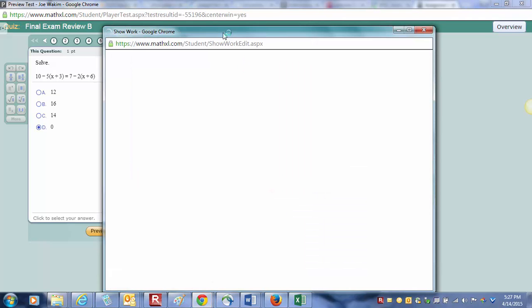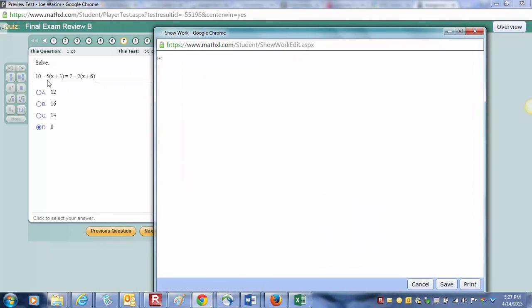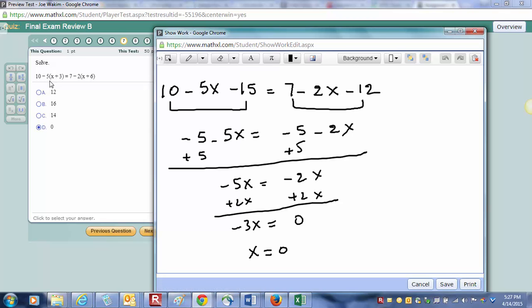Okay, in here what I did is I started by distributing the negative 5 and distributing the negative 2, as you see here. So negative 5 times x is negative 5x. Negative 5 times 3 is negative 15. On this side, I distribute the negative 2. Negative 2 times x is negative 2x. And negative 2 times 6 is negative 12.